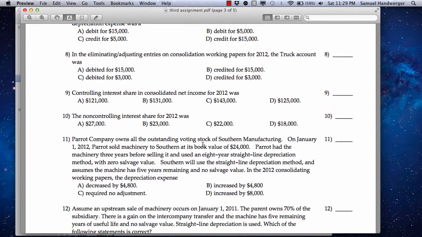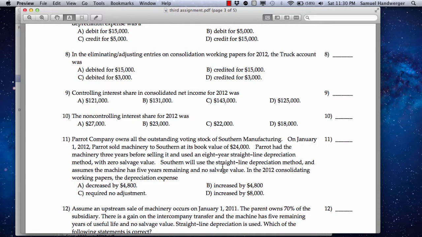All right, question 11 wants to know the depreciation expense. So let's see if we can just run through that quickly. All right, so let's see. We've got $24,000 was the book value, 3 years of depreciation before selling it, and then there's 8 years left, 0 salvage value.